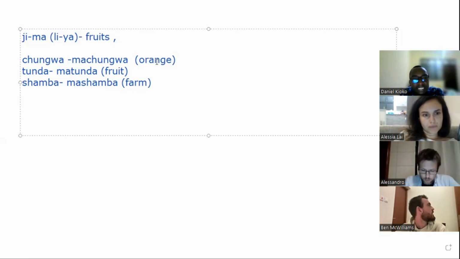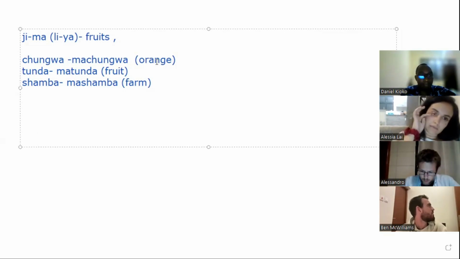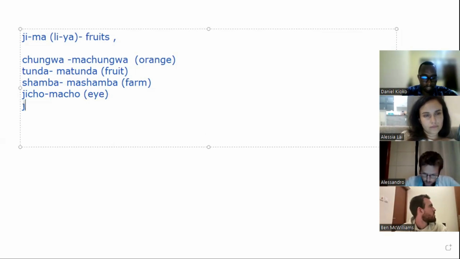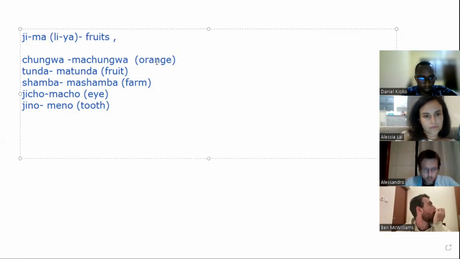So something great about this noun class is body parts. Jicho, macho. Jicho is eye, macho eyes. We also have some weird examples too. Jino, meno. This is the tooth and teeth. We also have jiko, meko.